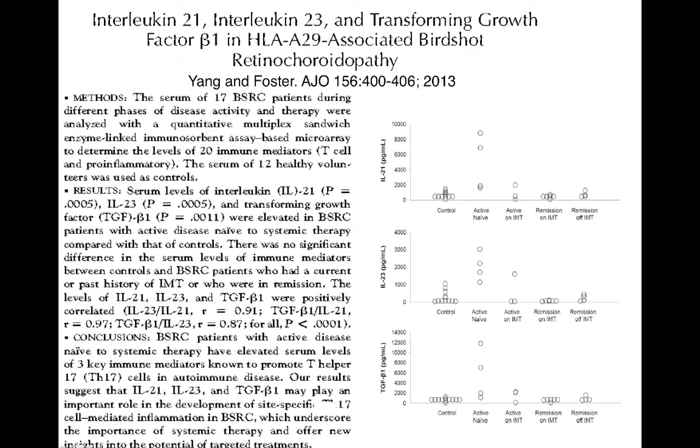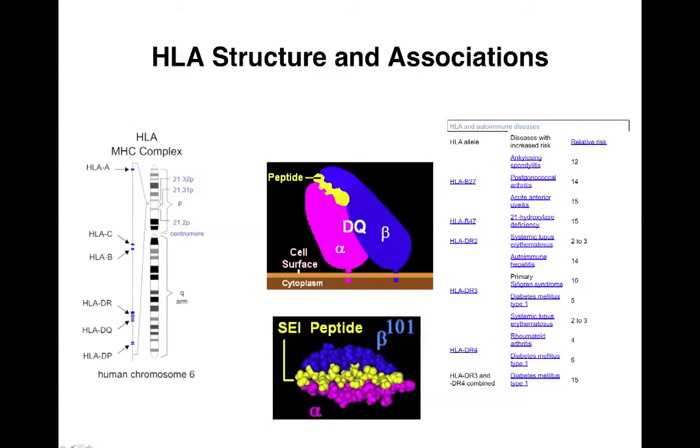Well, a recent publication by our host, Dr. Foster and group, showed the presence of interleukin-21 and 23, as well as transforming growth factor in patients who had Birdshot who were not treated. And in fact, what they concluded was that the Birdshot patients with active disease, naive to systemic therapy, had elevated levels of these three key immune mediators, which we know promote T helper cell or Th17 cell in autoimmune disease. And so this already is highly suggestive of an autoimmune process and is not a normal finding.